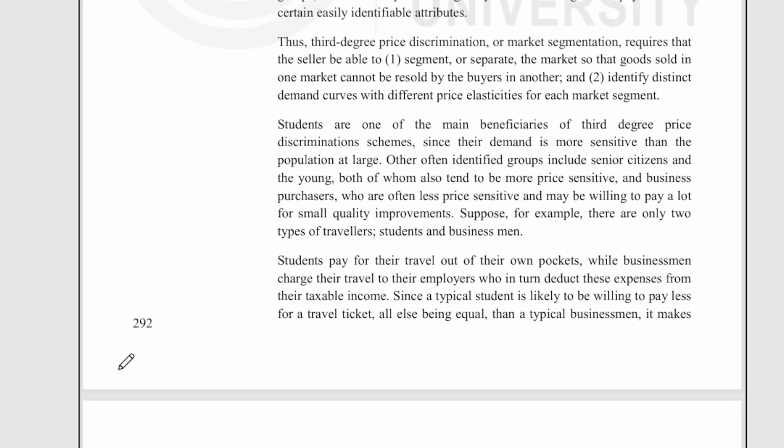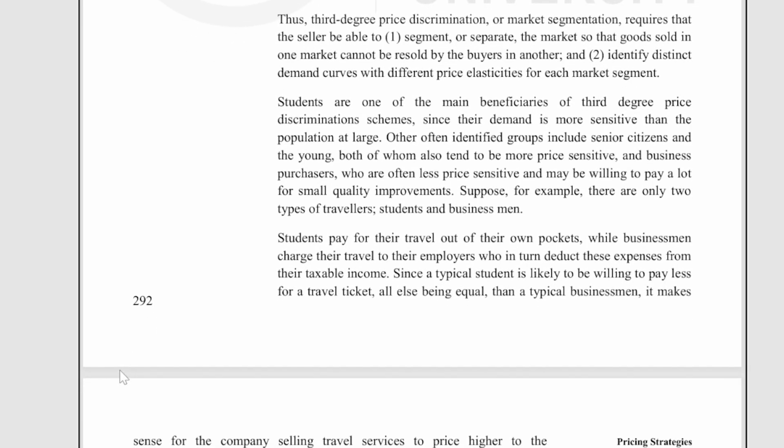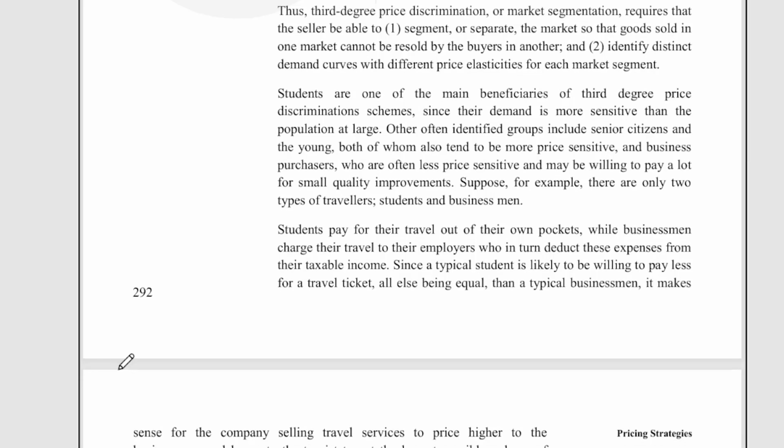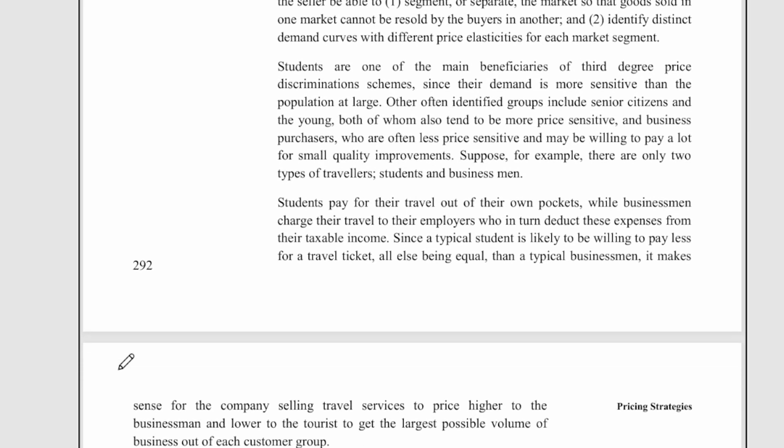who are likely to differ greatly in their willingness to pay based on certain easily identified attributes. So third degree price discrimination, or market segmentation, requires that the seller be able to segment or separate the market so that goods sold in one market cannot be resold by the buyers in another, and identify the distinct demand curve with different price elasticities for each market segment.